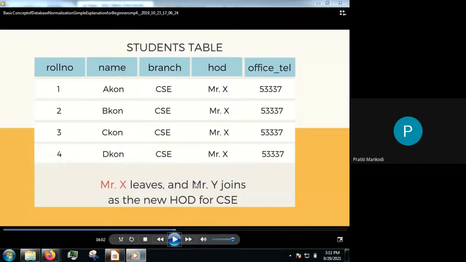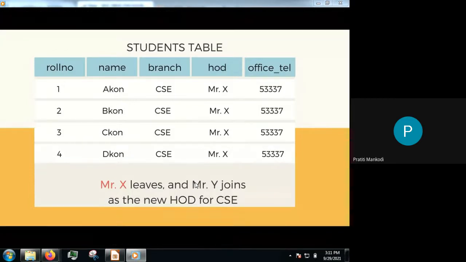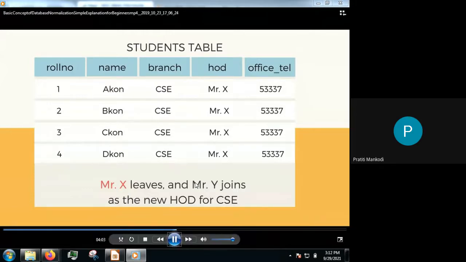He is telling, when you hear the video, he is saying that Mr. X leaves by making students happy and Y joins. So it is like Pratiti madam is leaving for DBMS, somebody else is coming. It is telling that.